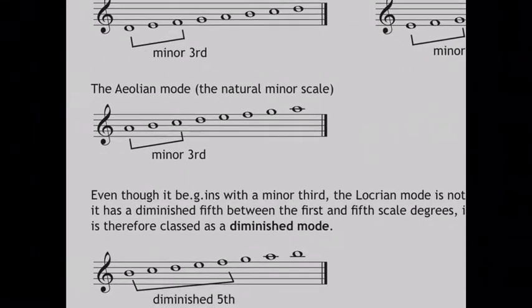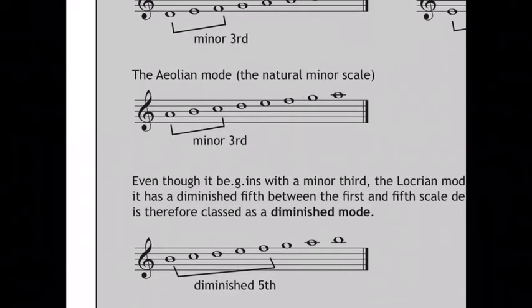And then finally, your Aeolian mode, which, as you know, is just the natural minor scale. Of course, it is a minor mode because it is a minor scale, right? A to C, minor third. A to E, a perfect fifth. All right, so that's how they work.